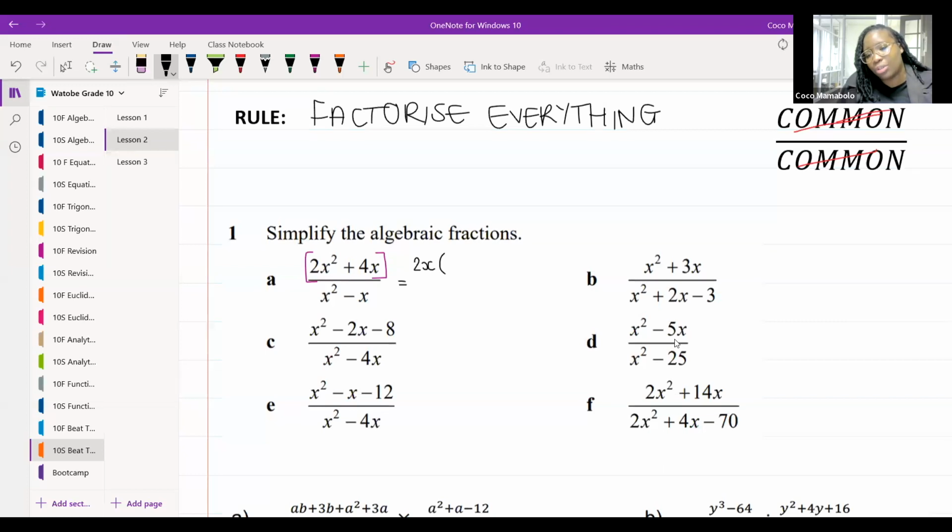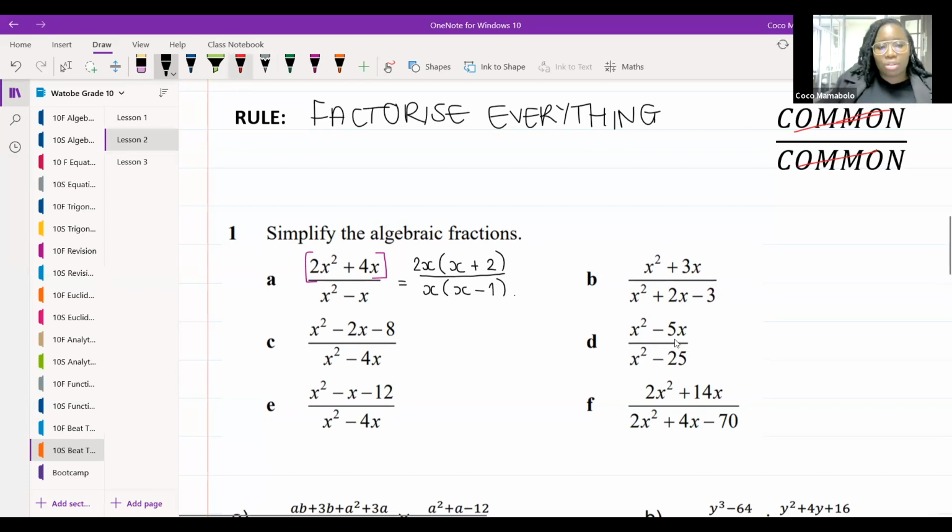If I take 2x out, what do I have left? X plus 1. Ooh, not 1. 4 divided by 2. 2. Good. X plus 2. Excellent. Over. What about at the bottom? X out of the bracket. Good. And if we take x out, what do we have left? Another x inside, minus 1. Beautiful. Excellent stuff.